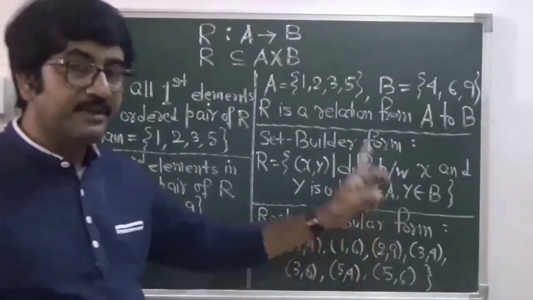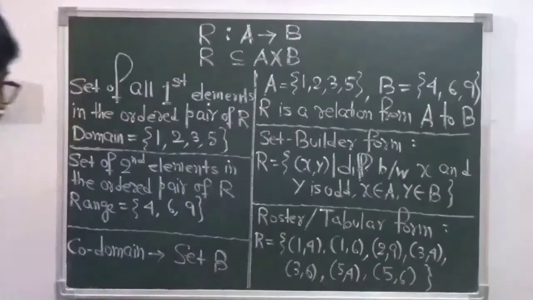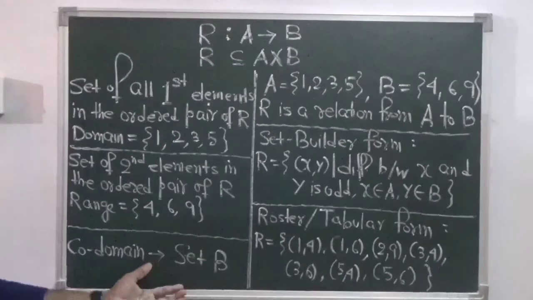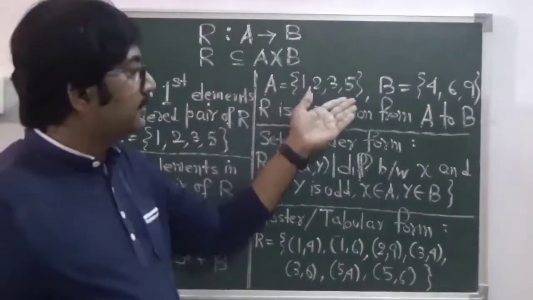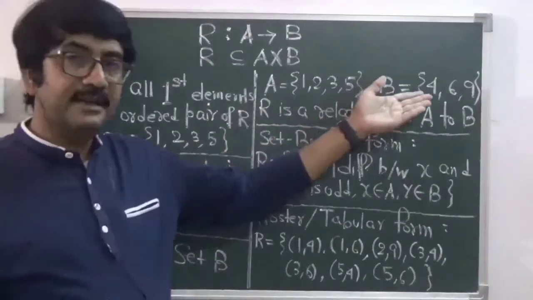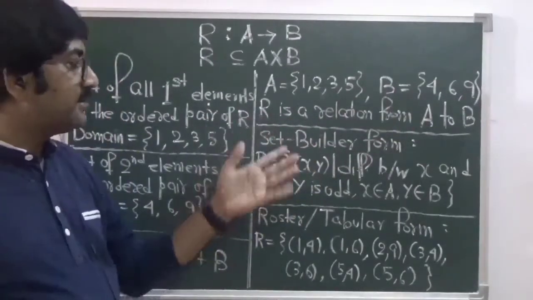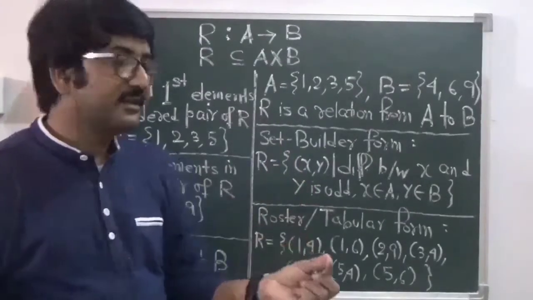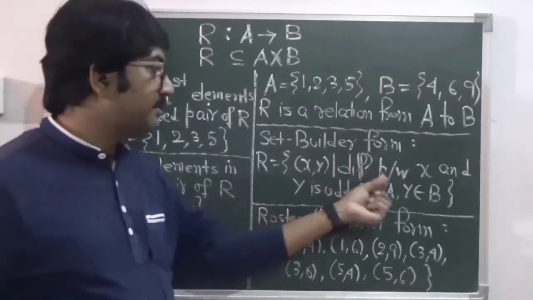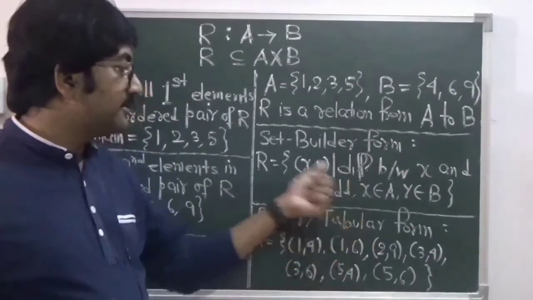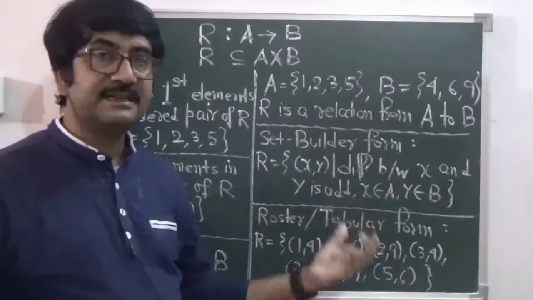Repeated ones will be taken only once, right? And the codomain is the entire second set, that is set B. So A = {1, 2, 3, 5}, B = {4, 6, 9}, that is, R is a relation from A to B. In set builder form, the condition is: R consists of all those ordered pairs of the form (x, y) where the difference between x and y is odd. x obviously belongs to set A and y belongs to set B.